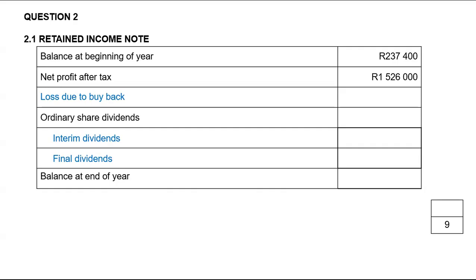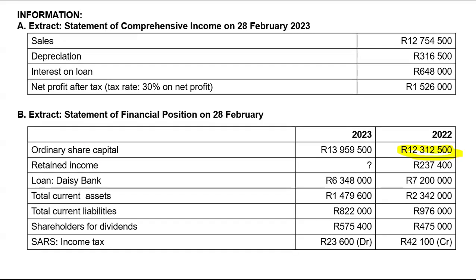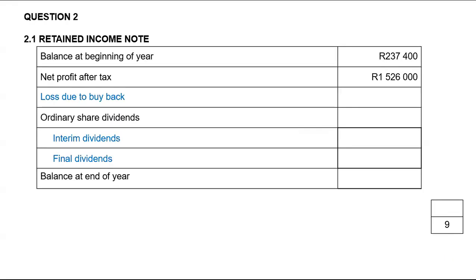But before that, I just want to enter simple things that you were supposed to have entered already. The first thing that I will enter is this one here, which is final dividends. Because it is in trade and other payables, it's shareholders for dividends for this year. It represents final dividends, so I can just put it there without even calculating it.